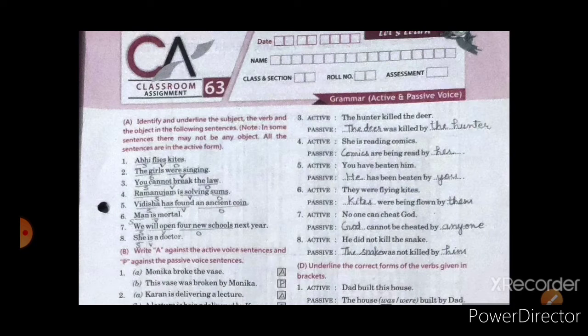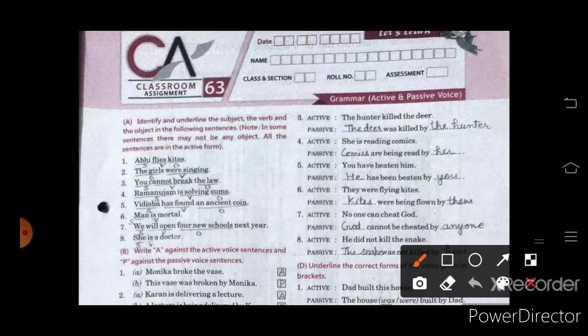Our today's topic is active and passive. We have already discussed the rules related to voice, how we can convert active voice into passive voice. Today we are going to discuss classroom assignment 63 related to voice. Here is our first exercise. We have to identify and underline the subject, verb and object from the following sentences.